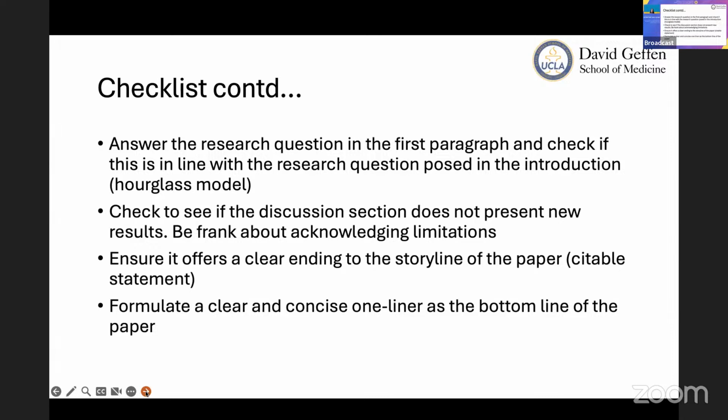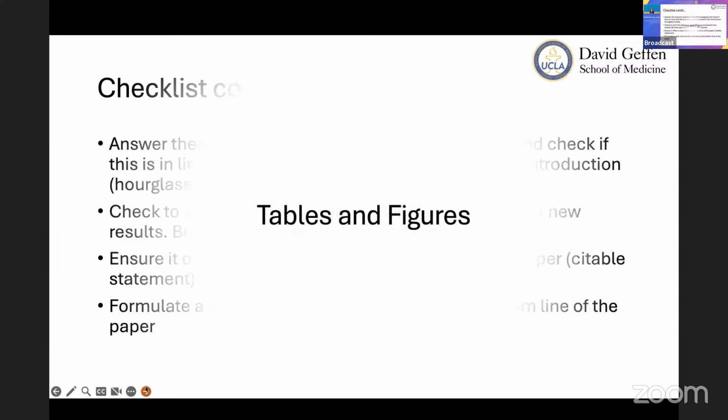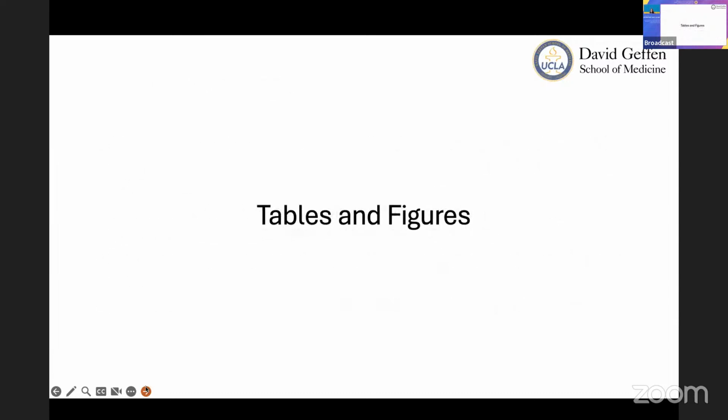Because remember, we talked about this being a big story and how we need to fill this together, and formulate a clear, concise one-liner at the bottom line of the paper, because if someone is reading it, this last line is what they're going to remember.